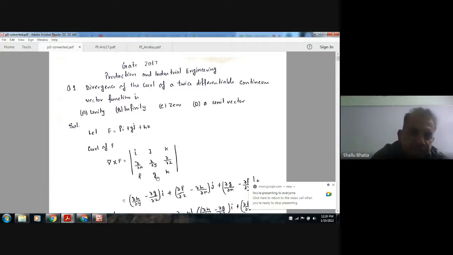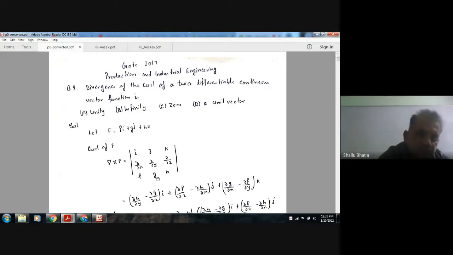Question number one: the divergence of the curl of a twice differentiable continuous vector function is? Option A, unity; option B, infinity; option C, 0; option D, a unit vector. So let F be a vector function, and it can be represented as F = f i + g j + h k. The curl of this vector is the determinant of this matrix.